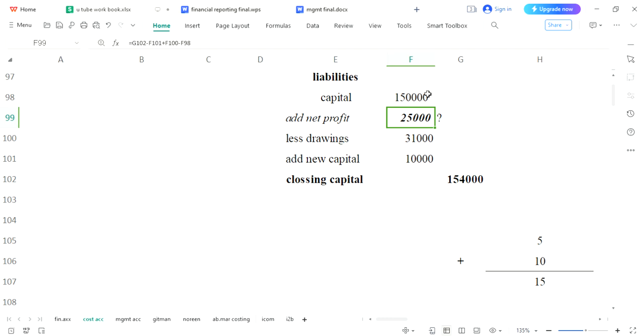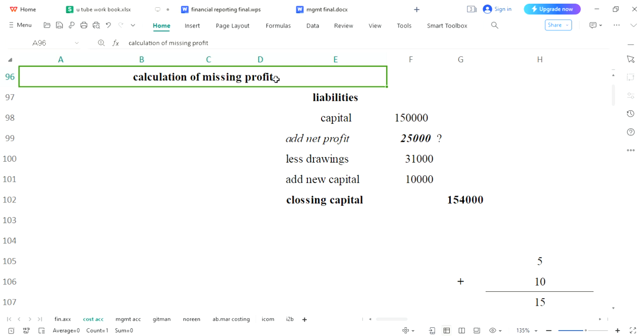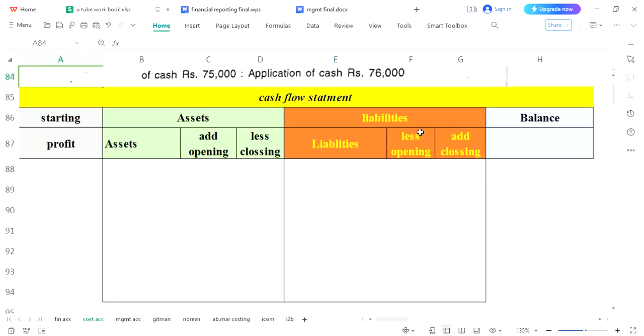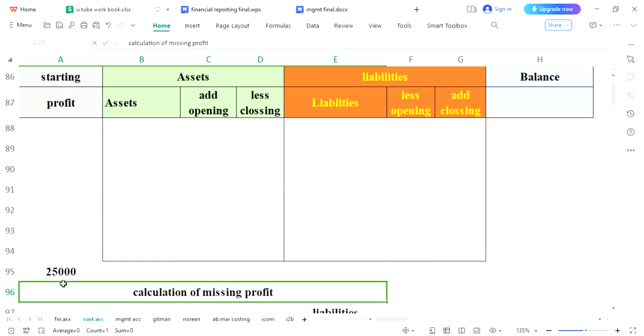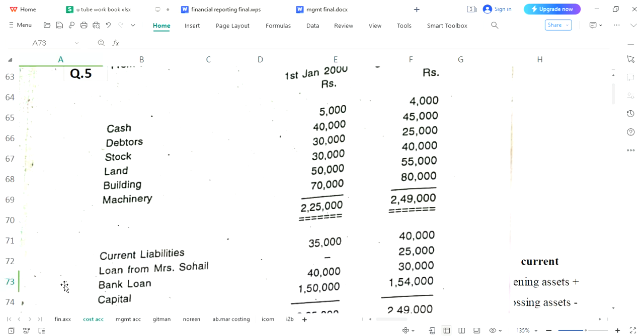Please understand it clearly. We have got our profit. This was missing. This was our challenge, calculation of missing profit, and we have calculated our missing figure of net profit by reversing the calculations. So now we are ready to put it in our proforma. 25,000 was our profit. Everything else remains the same.